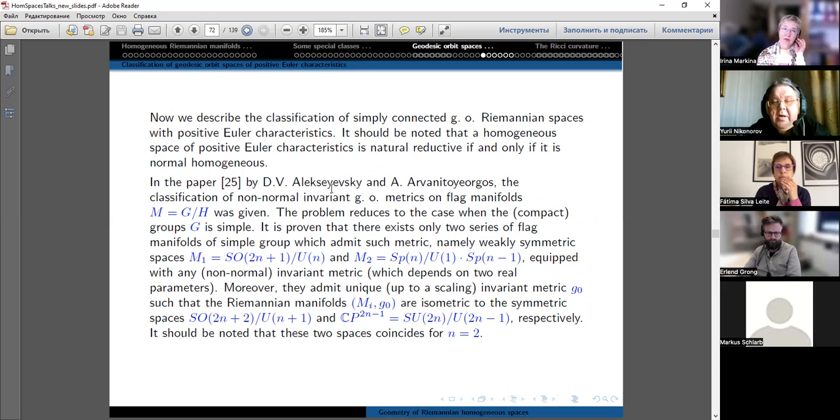In the paper by Alekseevsky, Arvanitoyeorgos, and Nikonorov, they classified all non-normal invariant geodesic orbit metrics on flag manifolds. What is a flag manifold? We take a group G and some torus in this group, and H is the centralizer of this torus. If the isotropy group is the centralizer of some torus of the isometry group, this space is called a flag manifold.